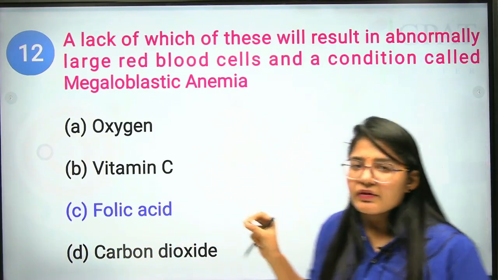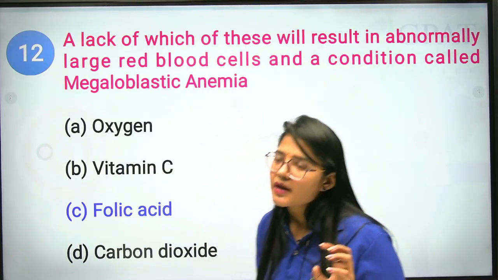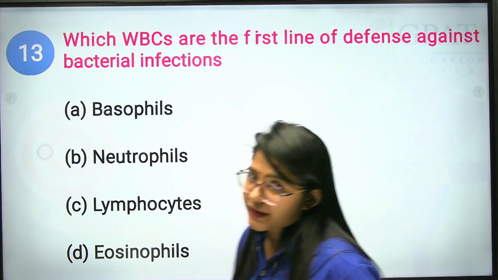Whenever we have deficiency in our folic acid, it leads to megaloblastic anemia. Next question. Which white blood cells are the first line of defense against bacterial infections? Okay.